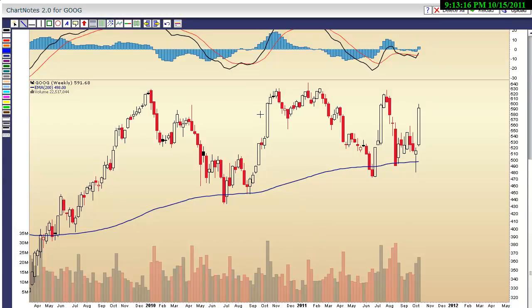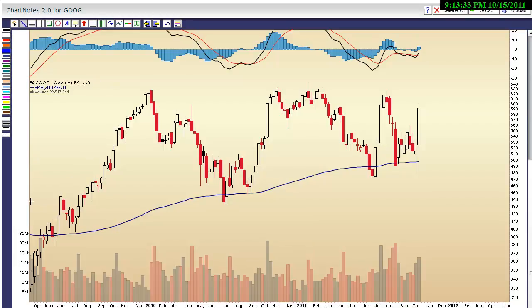Okay, I just want to cover Google. This is going to be a good example of some chart patterns that we're looking at, some that have been tradable in the past, and what we're looking for in the future, next year or so. So first things first, let's go to the past.